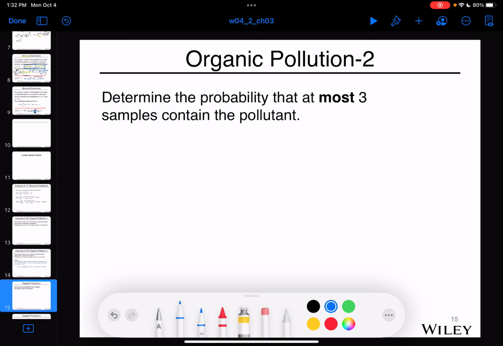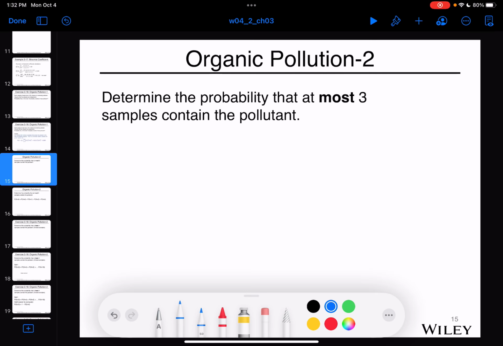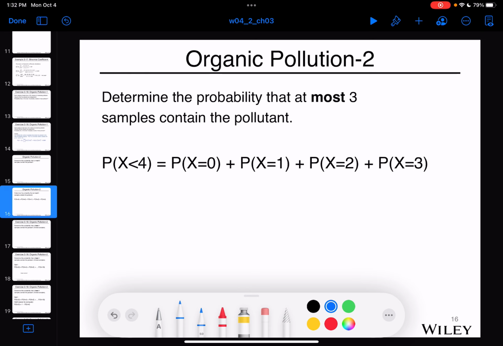All right. So the next question, we want to answer basically the same question, but here we want at most 3 samples. That means we want either 0 samples that have pollutants, 1, 2, or 3. So it's quite simple. In the equation for the binomial, we plug in x as 0, 1, 2, and 3, and that's it. We add them up. Any questions?